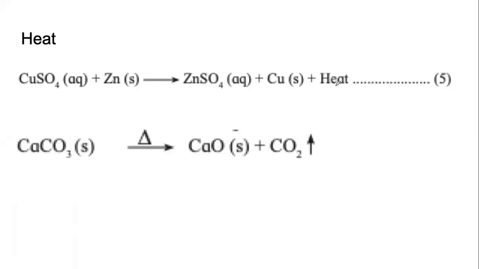So if heat is produced, we have written heat here. And if heat is required, then we will write it on the arrow. We can write HEAT, or we can write a simple triangle, but we will not call it triangle, we will call it delta. The term from geography, delta. Delta here means the difference of the heat, difference in the energy.